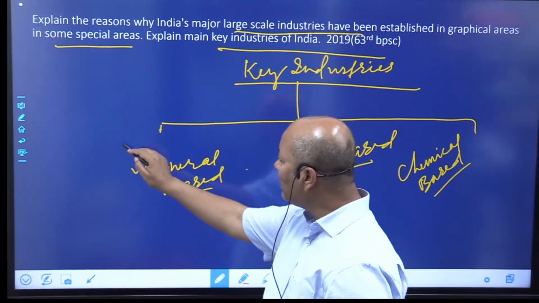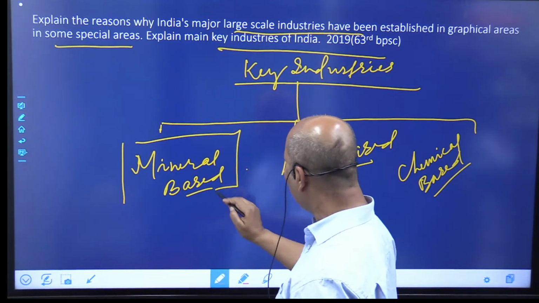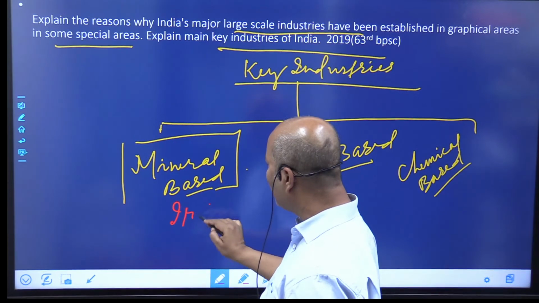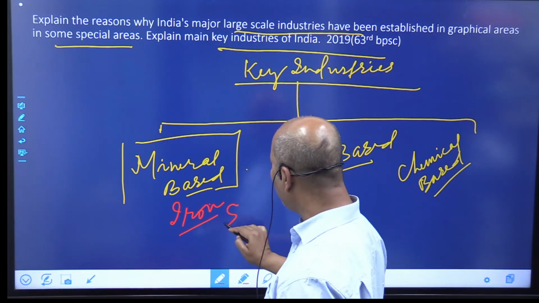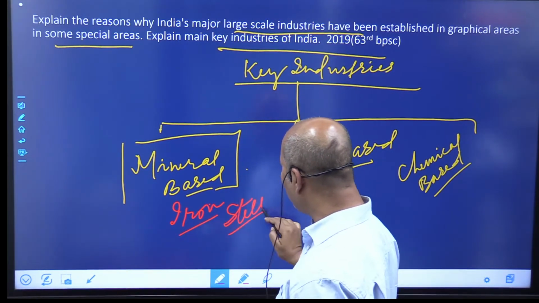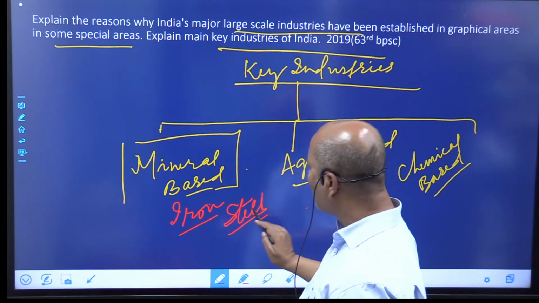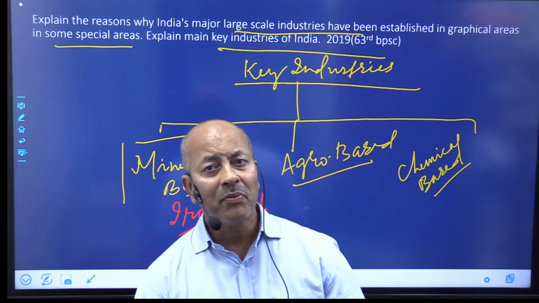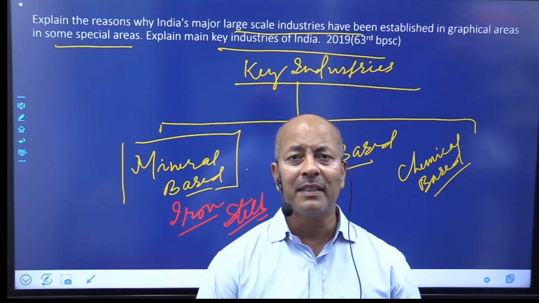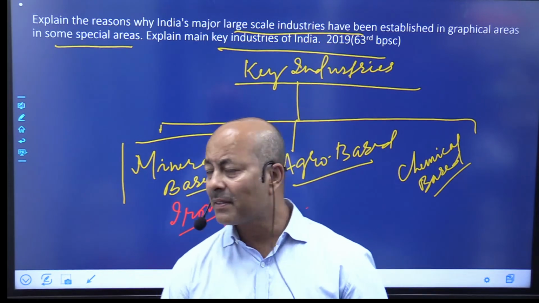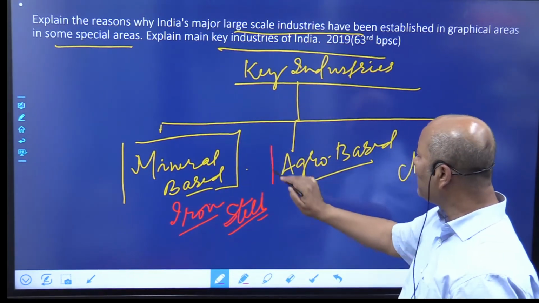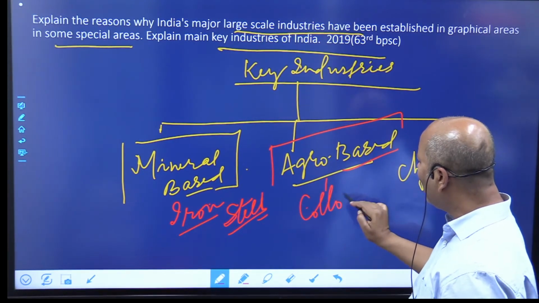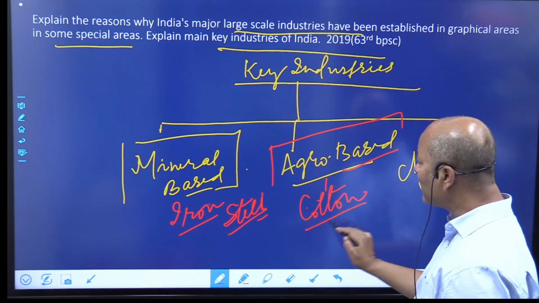So now we have to choose the industry from each section. Take example, we have mineral-based industry. Then we can go for the location analysis of iron and steel industry in India as an analysis. Iron and steel industries of India. So in key industry, I have taken the first industry, that is iron and steel industry, for a detailed analysis. The second thing is agro-based industry, and in this area we select cotton textile or jute industry for location analysis.